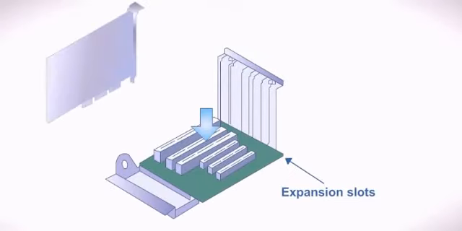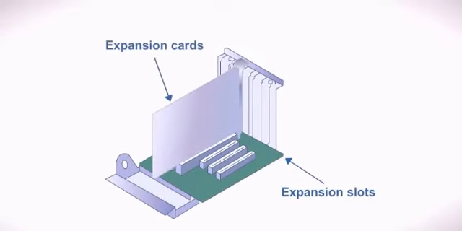Most microcomputers allow users to enhance the capability of the system by providing expansion slots on the system board. Expansion cards may be inserted into these slots. An expansion card is a circuit board that lets you add a new feature to a computer. These cards have ports which allow cables to be connected to devices outside the system unit.